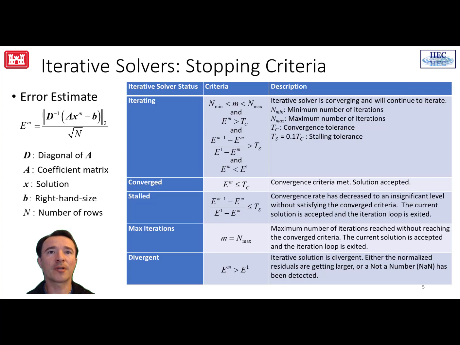There are 4 stopping criteria for the iterative solvers. These determine if the solver should continue iterating or if it should stop because it has either converged, stalled, diverged, or reached the maximum number of iterations. The equation for the error estimate is shown on the left. Note the diagonal scaling of the residuals. The error is basically root mean squared of the normalized residuals. For simplicity, the convergence criteria does not include the maximum of the residuals.